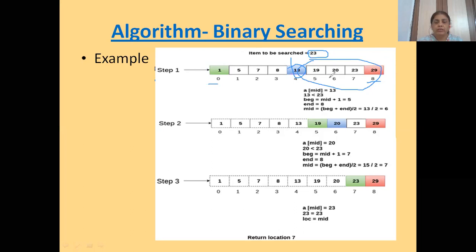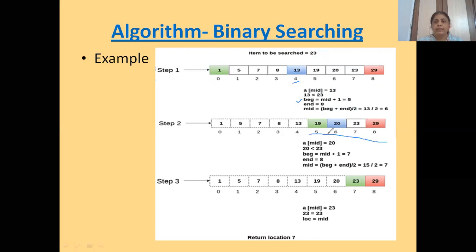When we search in the second half, our new list will start from this place. So my beginning will change. When we do the next searching, my beginning will be equal to mid plus 1. What was my mid? 4, and mid plus 1 is now 5. So my next searching will be between 5 and 8.